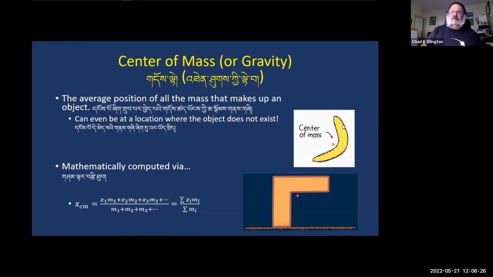For things like boomerangs, sometimes the center of mass of the boomerang is actually at a location where the boomerang doesn't even exist.